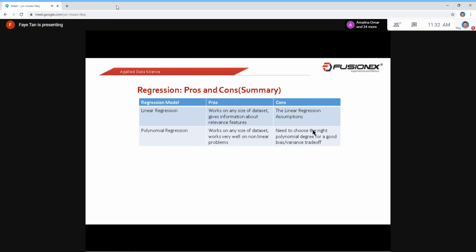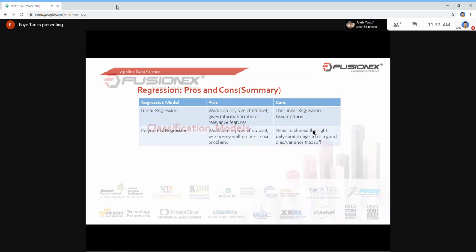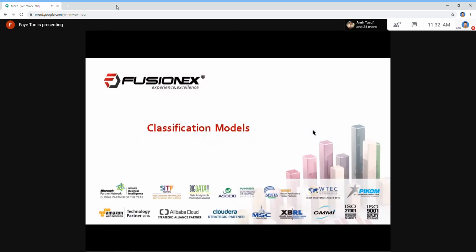So the regression part is done. We are going to move on to the second technique, the second model, which is called classification. Today you learn 3 models. Just now was regression, now we have classification, and the last one will be clustering.